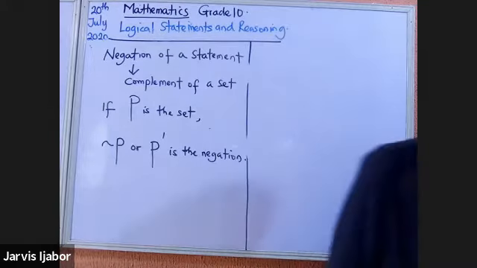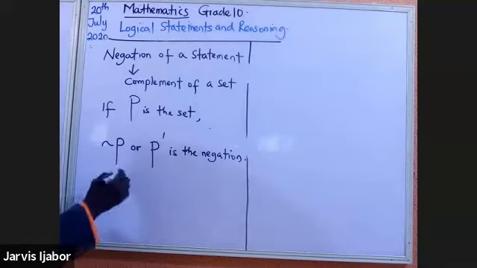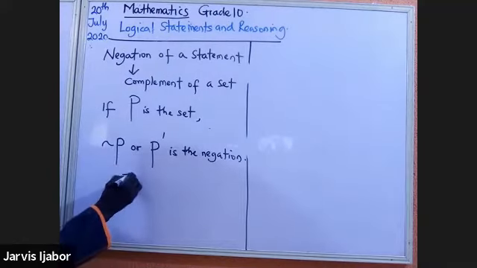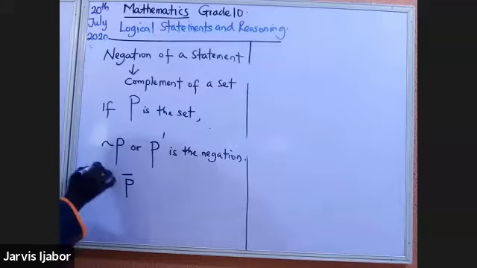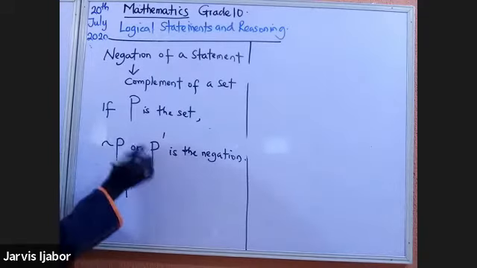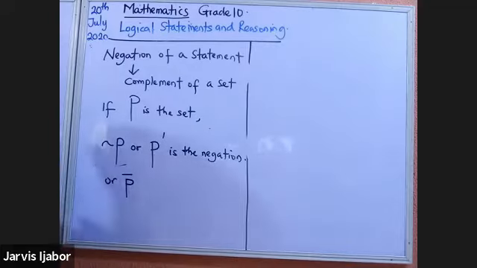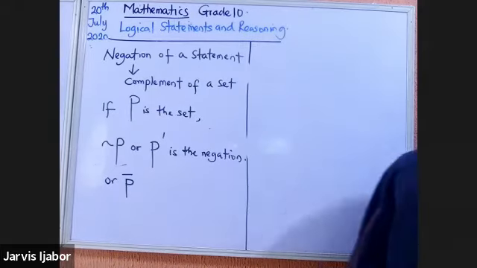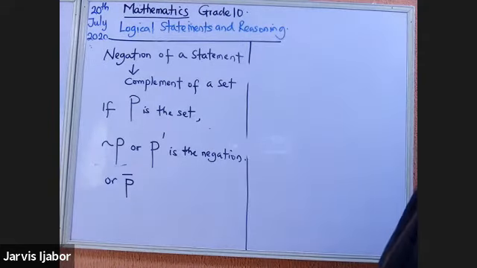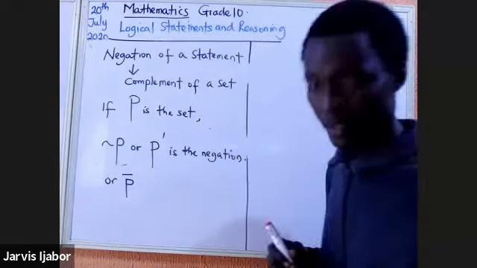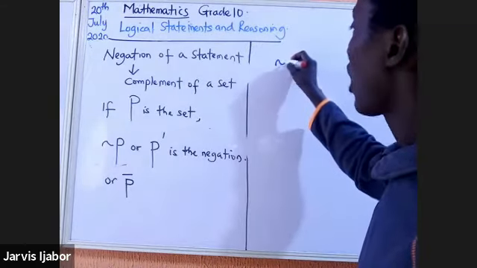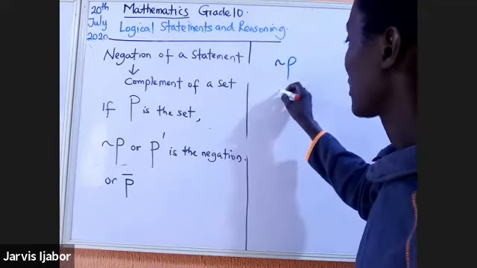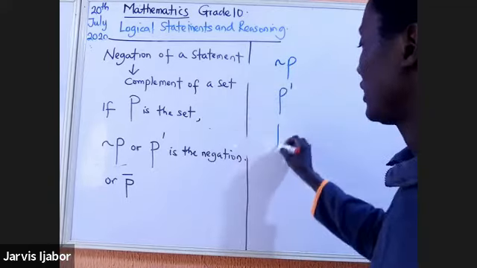Is the what? Negation. Sometimes in some books, you can have this also. So you can have this one, or this one. And none of these three will mean anything other than negation of a statement. Now let me explain this quickly. They are all meaning the same thing, but it's important for you to know what they actually mean.